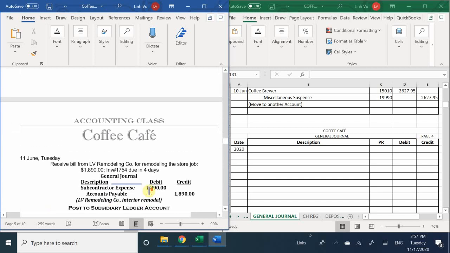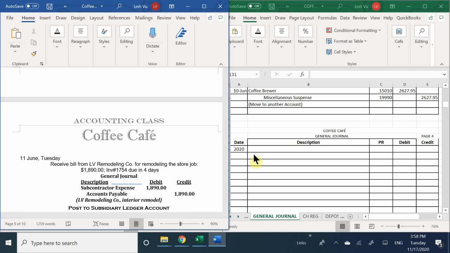All right, what is the next transaction that happened here? Okay, so now we're on a new day. Yes, we have a new day with a new bill. So what has happened here? Who billed us? Okay, the LV Remodeling.